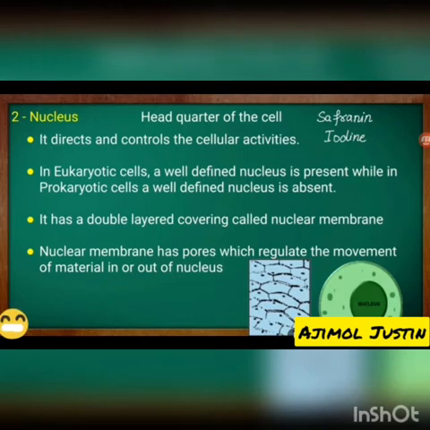Now this nucleus has a double layered covering, and this covering is called nuclear membrane. Now this nuclear membrane has certain holes or pores which regulate or control the movement of materials in or out of the nucleus. Through these holes, particular substances can move in and out of the nucleus.